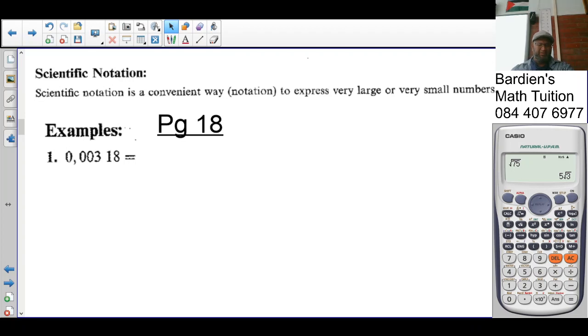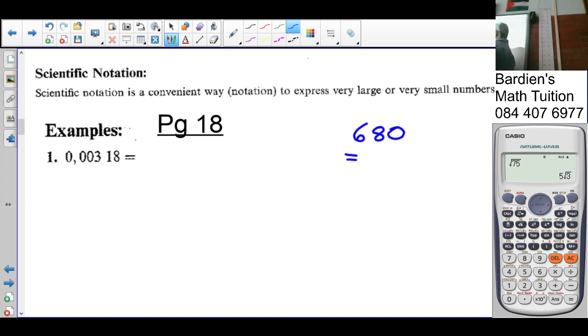Okay. So just to refresh your memory, this is going straight into negative exponents. As we said, if you were given 680 and you were asked to write this in scientific notation, what would it have been? Yes, times 10 to the power. So where must the comma be?